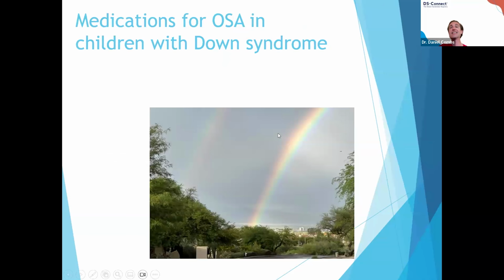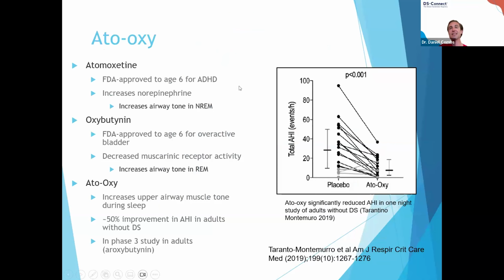And then this is the research that we do here at the University of Arizona. So Ado-Oxy, this is a combination of atomoxetine and oxybutynin. These are both on the market already as FDA-approved drugs for different reasons. Atomoxetine is a non-stimulant ADHD medication. This increases norepinephrine, which has the happy side effect of increasing your airway muscle tone in non-REM sleep.